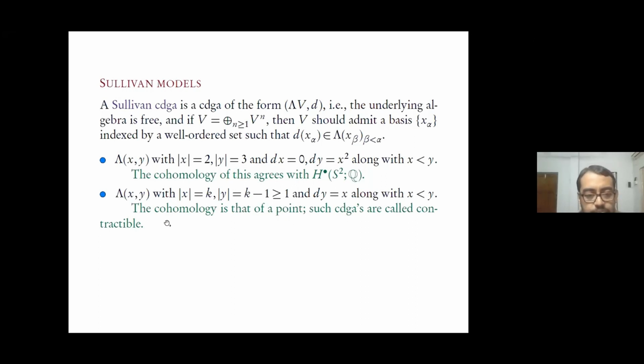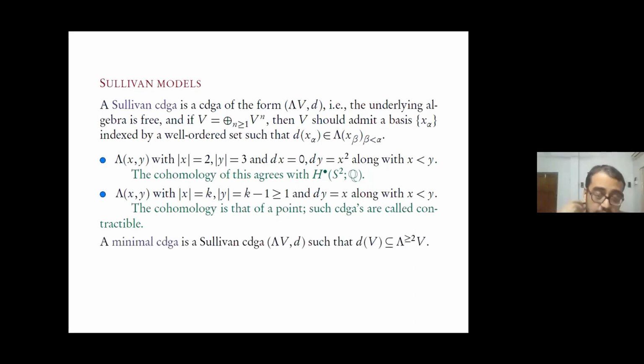Okay. So a minimal CDGA is a Sullivan CDGA which has the property that when you take d of any vector v in capital V, that typically lands in the wedge of V, but I'm insisting that it should land in the wedge of degree at least 2 of V. Which means if I take x alpha, d of x alpha shouldn't look like x beta plus some other terms. It should look like x beta wedge x gamma, or x beta wedge x gamma wedge x eta, plus other terms of the same type. So this is a slightly nicer condition.